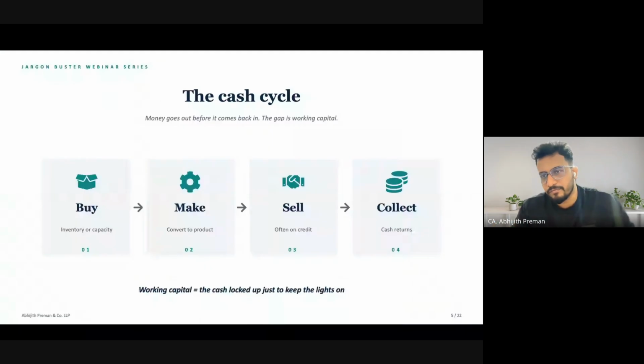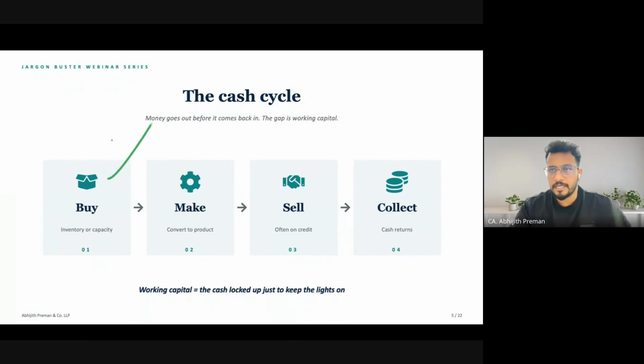For that, you're spending money. Then you want to make the product, and for making the product you need to pay labor charges and the electricity bill. So at this phase also, you are going to spend money. Then at the third stage, you sell the product, and in most cases the sale happens on credit, so your customer pays you only after a while. And then the fourth stage is collection, which is where you actually receive the cash.